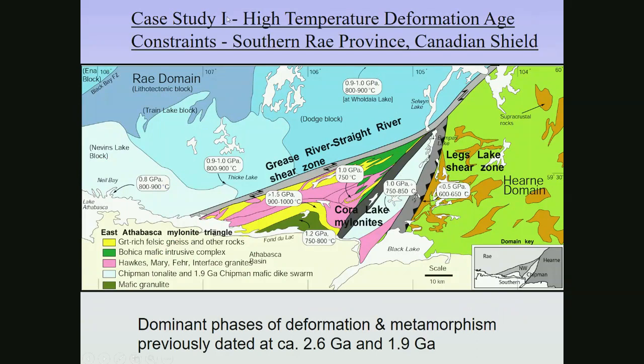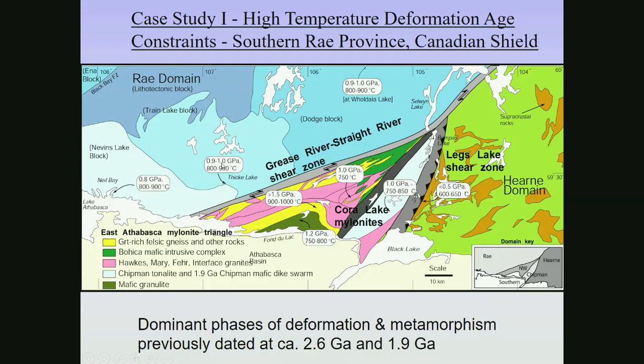And so in this first case study, we're going to look at the application of geochronology to high temperature deformation and providing age constraints for that deformation, in this case for Paleoproterozoic deformation. In the diagram here, we can see in the blues the Rae domain, and it was largely metamorphosed to upper amphibolite and granulite facies metamorphism.